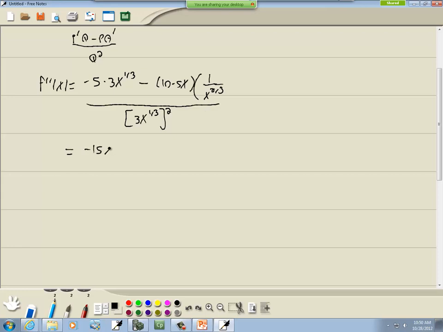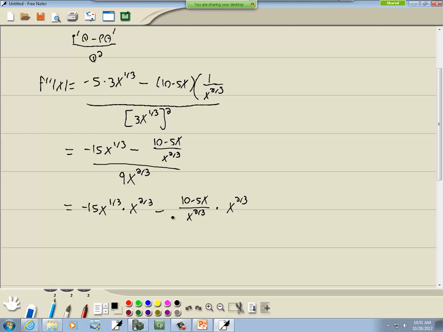So -15 x to the 1/3 minus 10 minus 5x over x to the 2/3, over square of the 3, that gives me 9, and square of the x to the 1/3, and that gives me x to the 2/3. Now we want to get rid of this fraction inside of the fraction, so we're going to multiply everything by x to the 2/3. So I got -15 x to the 1/3 times x to the 2/3 minus 10 minus 5x over x to the 2/3 times x to the 2/3. Then down here, multiply this by x to the 2/3. Okay, that's going to cancel with that.